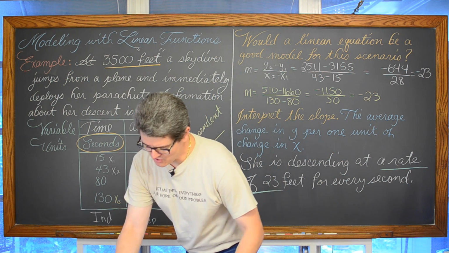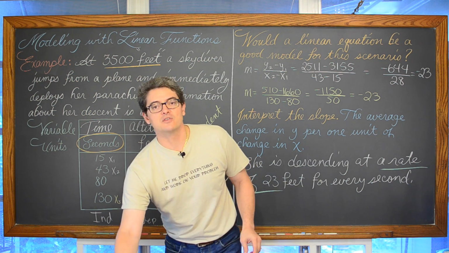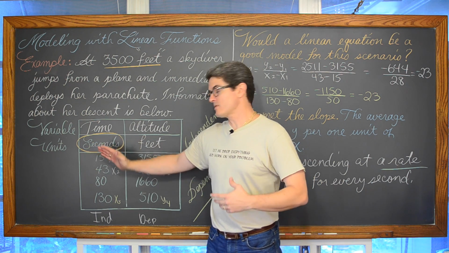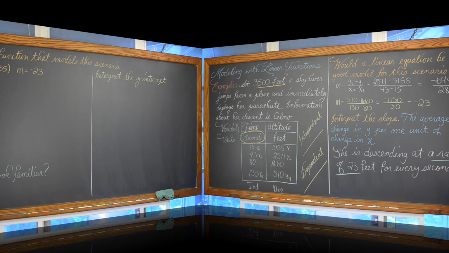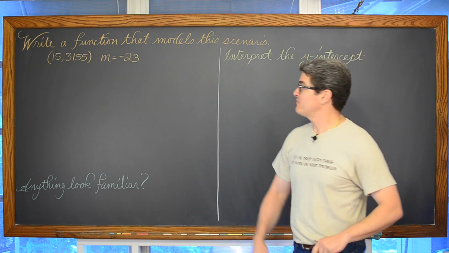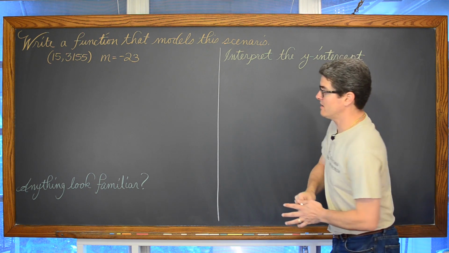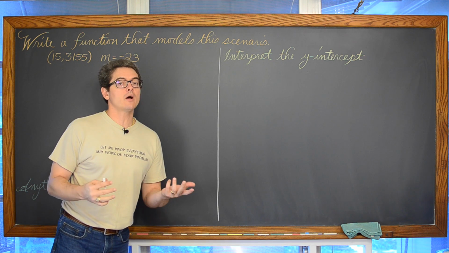Let's move on and come up with the function. Let's write the equation that actually describes this data, the equation of the line that goes through these 4 points. Write a function that models this scenario. How do you write it? The equation of a line given a point and a slope. You can use the slope-intercept form, y equals mx plus b.